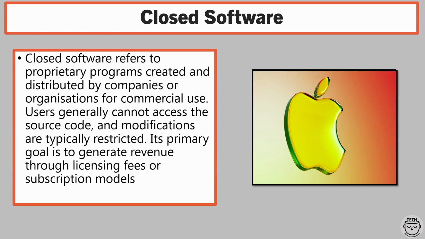So next is closed. Closed is proprietary, so it's owned by a company, distributed by a company for commercial use. Therefore, you pay for it. Generally, you're not going to be able to access the code and modify it. It's restricted. The whole point is to generate revenue. So there's licensing fees or subscription models. Thinking about the characteristics there, it's going to be professionally maintained. It's going to be tested. It should work on your target hardware and should have a nice clear purpose. Like Windows, you sort of know what you're going to get with it.